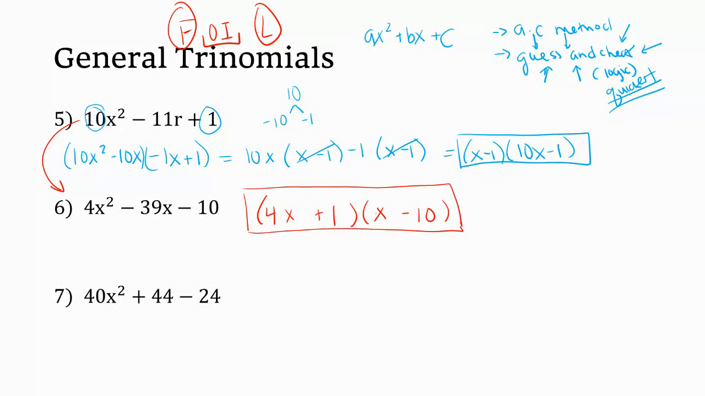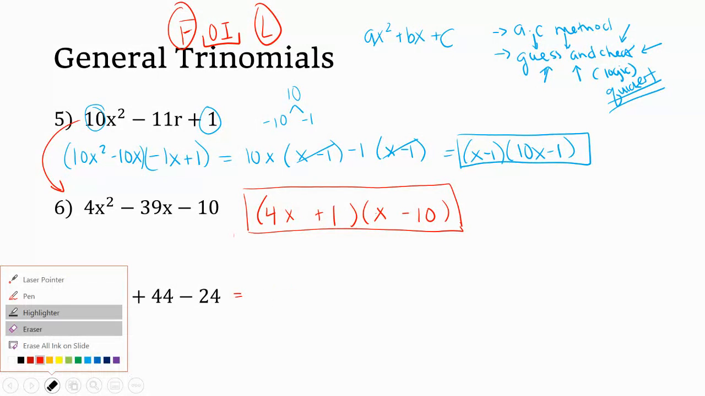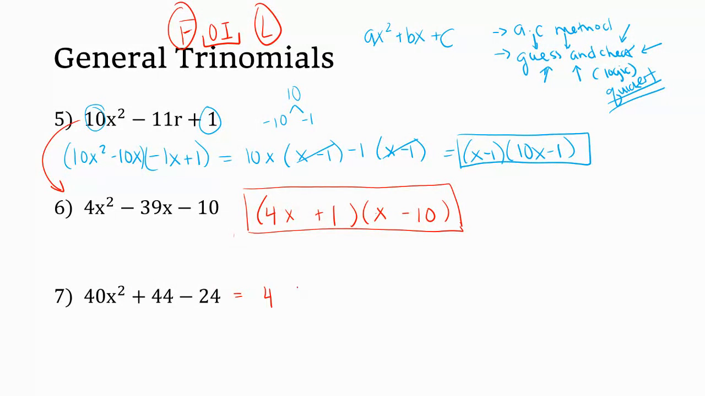So what about this one? Okay, I'm going to make this simpler for myself before I even dive into it. 40, 44, negative 24. I can actually factor out 4. That's a 4, I promise. I'll erase it and fix it. So I'm left with 10x squared plus 11x minus 6. Don't forget the 4. And then I'm going to figure out what these have to be using guess and check.